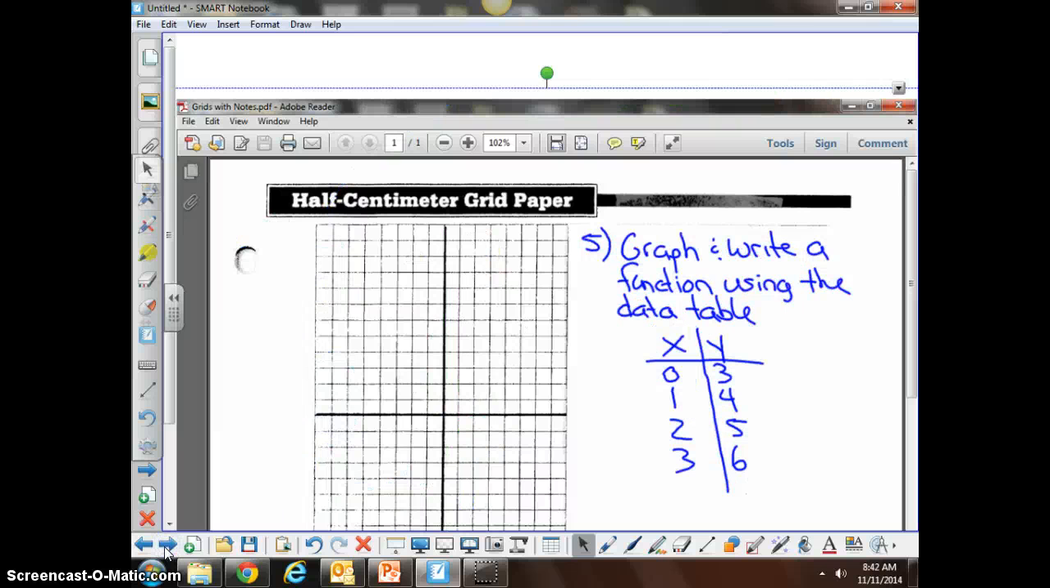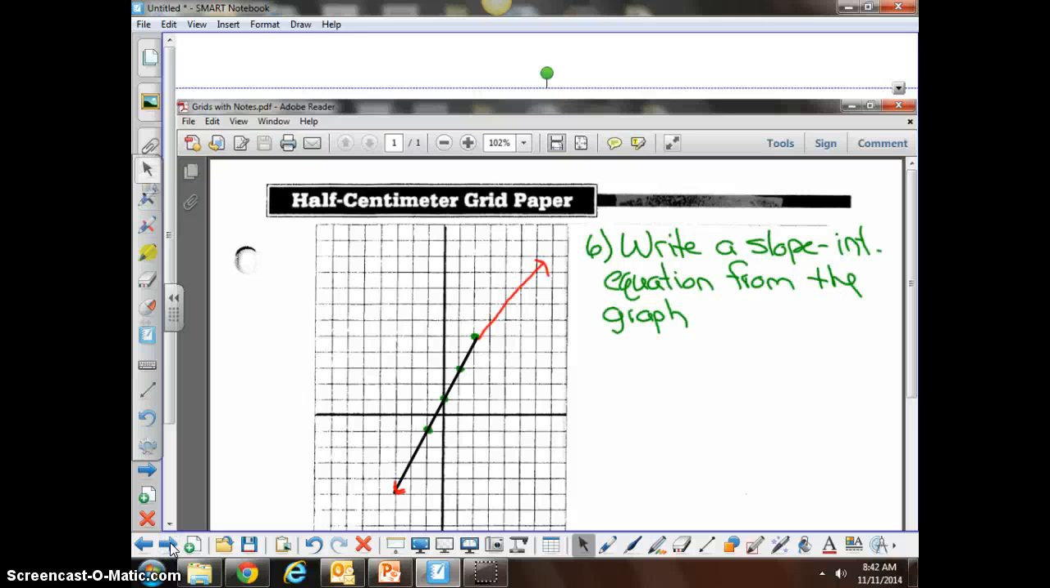Next problem. Same thing. Use y equals mx plus b. I'm actually going to stop and not do this one. Use y equals mx plus b to graph your table. And the last one I'm going to go through really quickly because our video is getting long. It says write a slope-intercept equation from the graph.